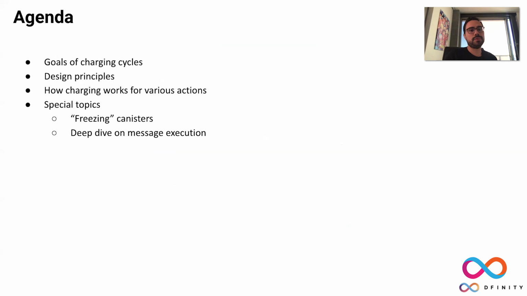All right, so now that we have this basic context, we can move on to the meat of this talk. Today we're going to cover some of the goals of charging cycles, the design principles behind the mechanics, and then we'll go through the various actions that result in your canisters being charged in cycles. And at the end, we'll close with some special topics that we've seen are interesting to people, and we've received questions in the past about them. These are freezing canisters and a deep dive on message execution, and how exactly that can affect the cost of your messages.